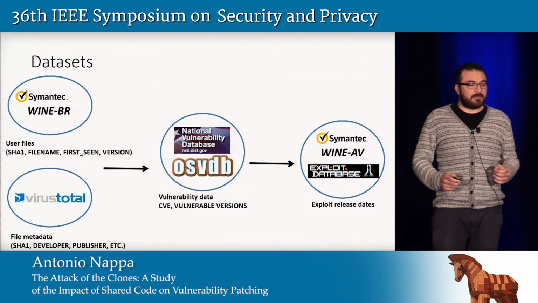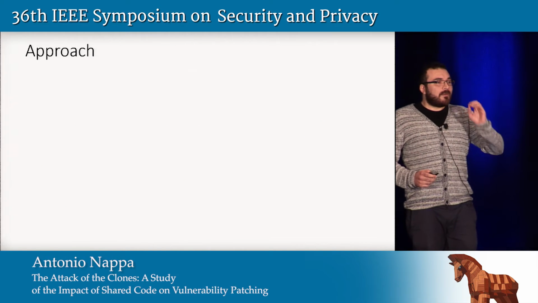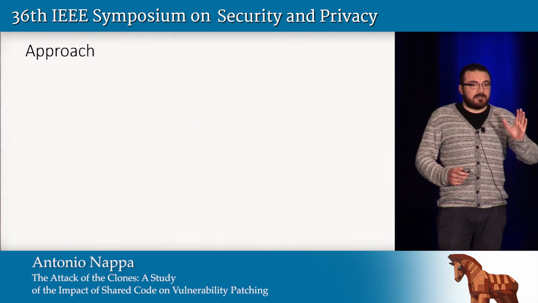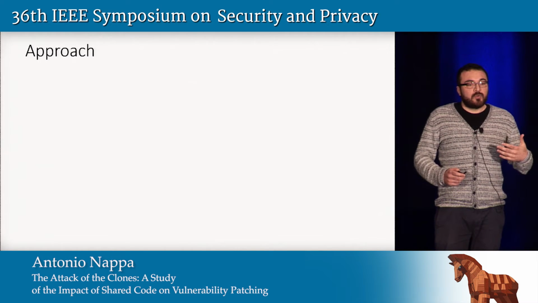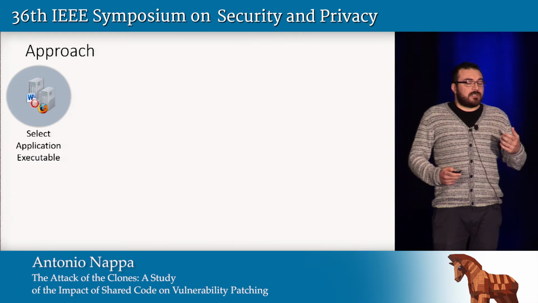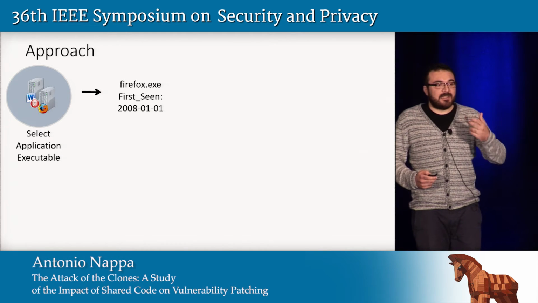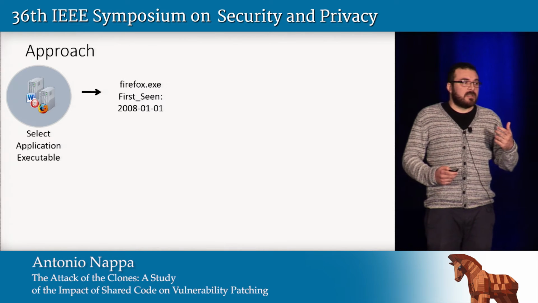Let me show you a little bit of the pipeline that we have. The first thing is that you have to associate a list of hashes to a real installation of an application on the client machine. So the idea is you have to find a way to understand if the users had the application installed.